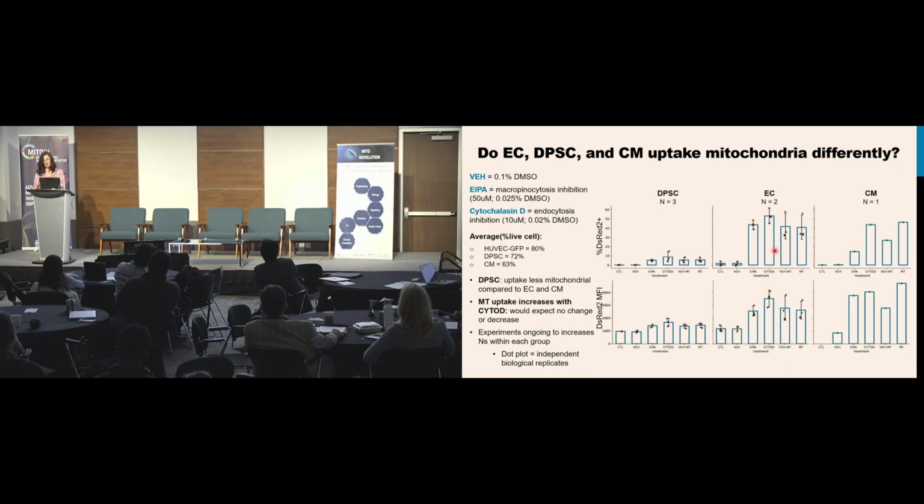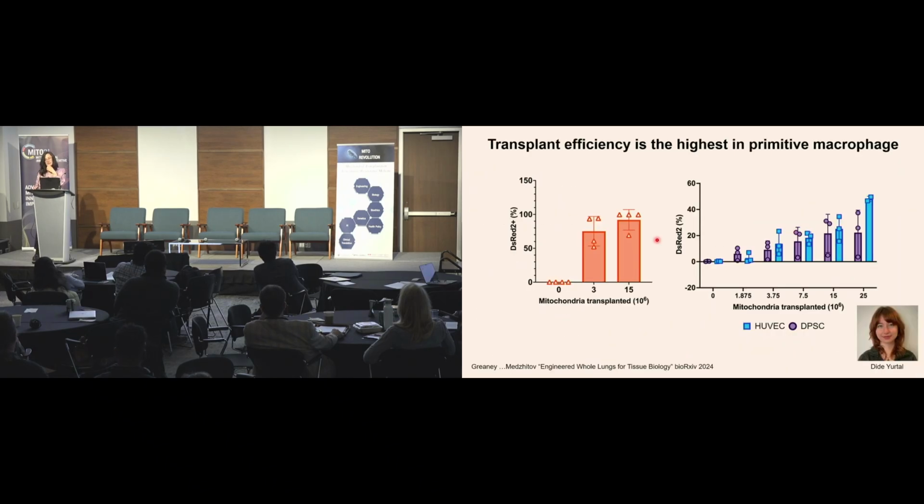But then amongst the non-myocytes of this cardiac niche, which one picks up the most? And Didi Yurtel, who's a PhD student in my lab, performed these characterizations, and she found that basically, if you look at the scale, primitive macrophage, by far, and this is the dose response, right? Mitochondrial transplant, how many mitochondria did you put in? By far, essentially 100% of primitive macrophages will pick up mitochondria, versus at that dose, only about 10 to 15% of endothelial cells or stromal cells will pick up the mitochondria.